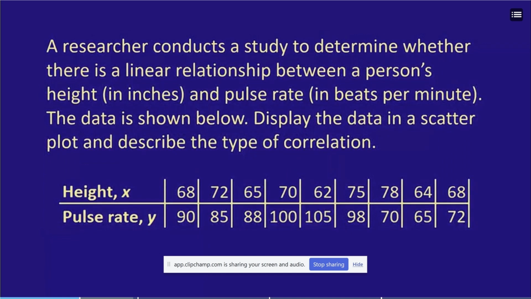Let's take a look at an example. A researcher conducts a study to determine whether there is a linear relationship between a person's height in inches and their pulse rate in beats per minute. The data is shown below. Display the data in a scatter plot and describe the type of correlation. The heights of the folks sampled are 68 inches, 72, 65, 70, 62, 75, 78, 64, and 68, as well as their corresponding pulse rates: 90, 85, 88, 100, 105, 98, 70, 65, and 72.